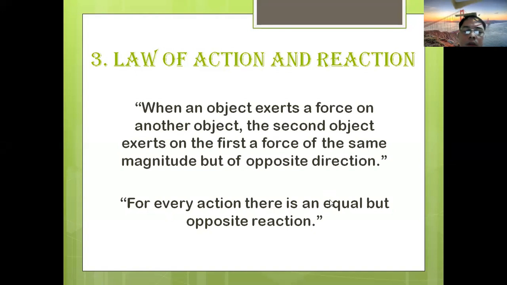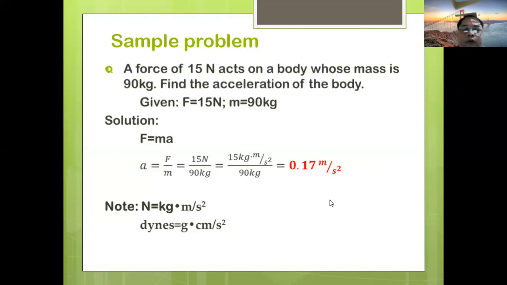Okay, now for our first sample problem. A force of 15 newtons acts on a body whose mass is 90 kilograms. Find the acceleration of the body. If our equation is F net equals m a, or mass times acceleration, then acceleration can be determined by dividing F over m.